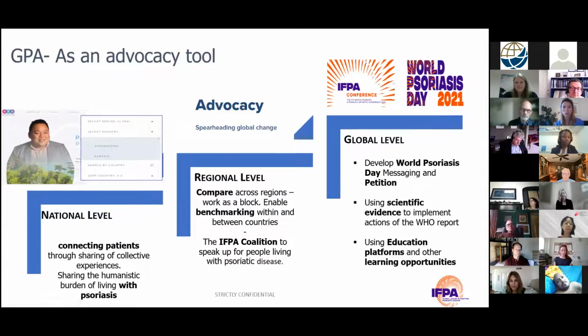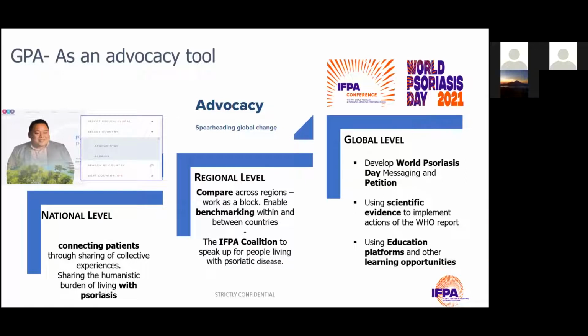At regional level, we've also noticed as IFPA that as we're spearheading the global change and trying to compare across regions and work as a block, the GPA tool has been shown to assist in benchmarking, whereby one country can see what a neighboring country is doing and work as a block to lobby and reach out in an advocacy capacity. The IFPA coalition has also been able to work through this, speaking for people living with psoriatic disease.